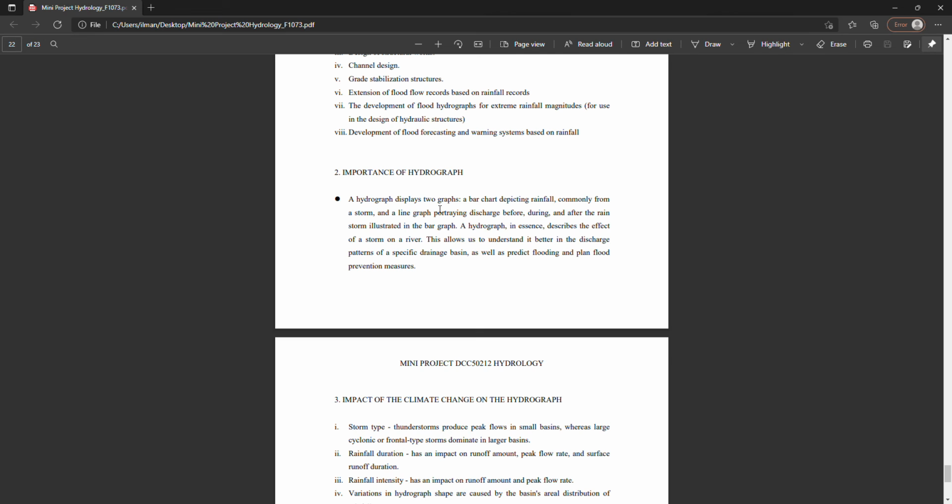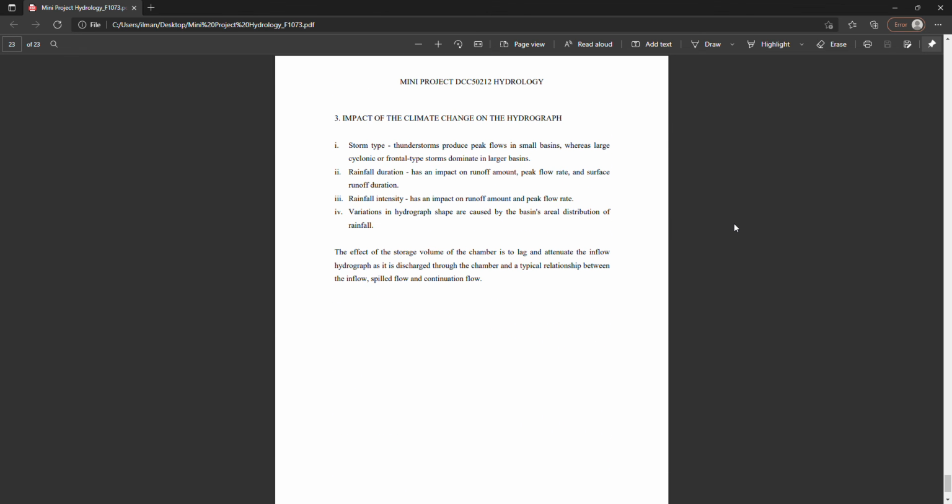Number 2, importance of hydrograph. A hydrograph displays two graphs: a bar chart depicting rainfall, commonly from a storm, and a line graph portraying discharge before, during, and after the rainstorm, illustrated in the bar graph. A hydrograph in essence describes the effect of a storm on a river. This allows us to better understand the discharge patterns of a specific drainage basin, as well as predict flooding and plan flood prevention measures.